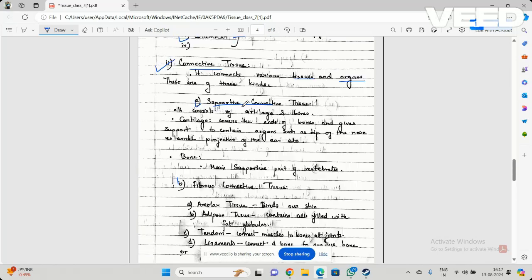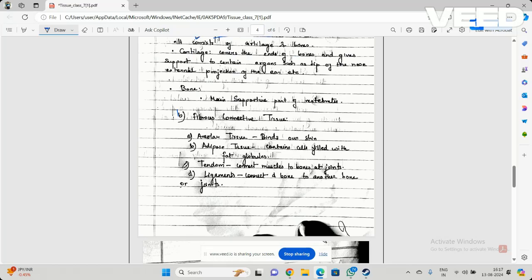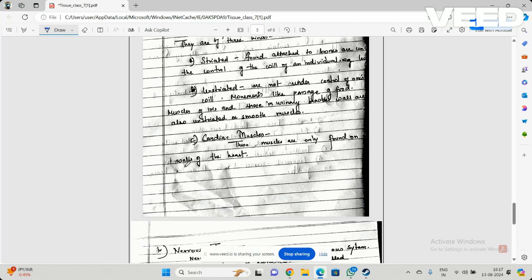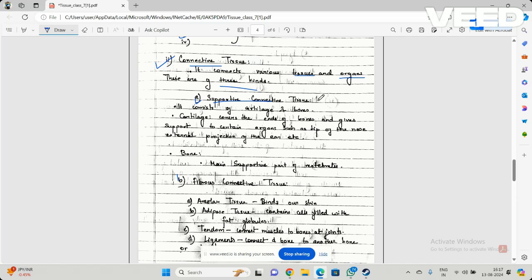There are mainly four types of connective tissue: supportive connective tissue, fibrous connective tissue, fluid connective tissue, and muscular tissue. The last one is the muscular tissue. So first we will learn about the supportive connective tissue.